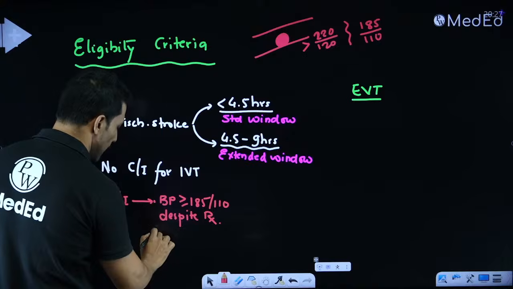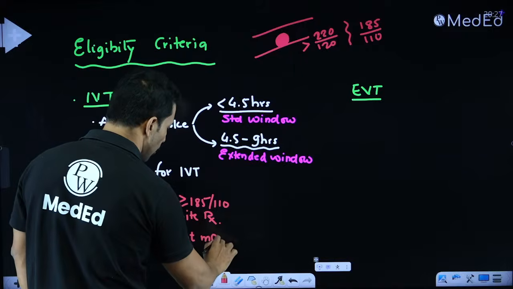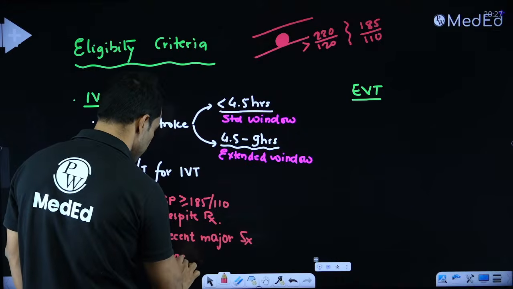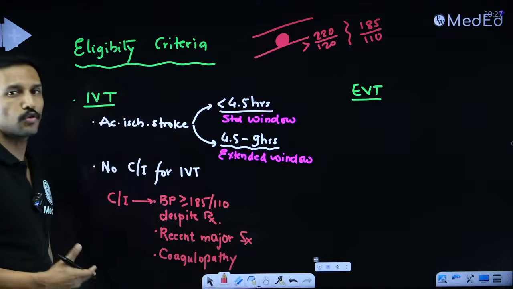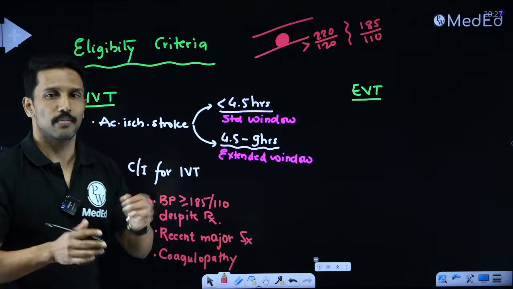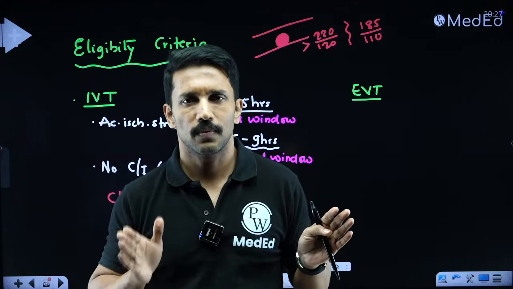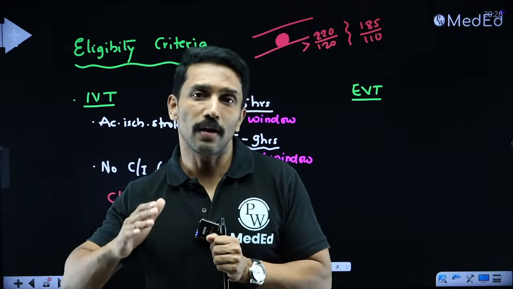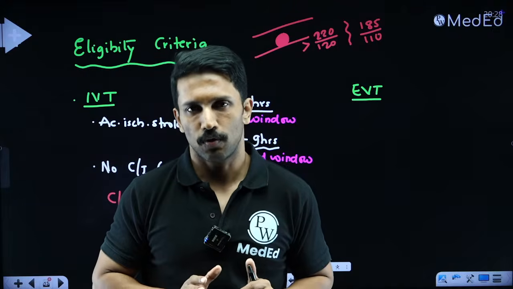So that is one. Second, if there is recent major surgery, especially if the patient has undergone some major abdominal or intracranial surgery, or a patient has some coagulopathy or severe thrombocytopenia, there is increased risk of bleeding, and giving a thrombolytic agent becomes risky. So these are going to be contraindications. So now tell me, what makes the patient eligible for IV thrombolysis? He should present within 9 hours, within 4.5 hours the standard window, 4.5 to 9 hours the extended window, and he should have no contraindications for IV thrombolysis, right? Then he becomes eligible for IV thrombolysis.